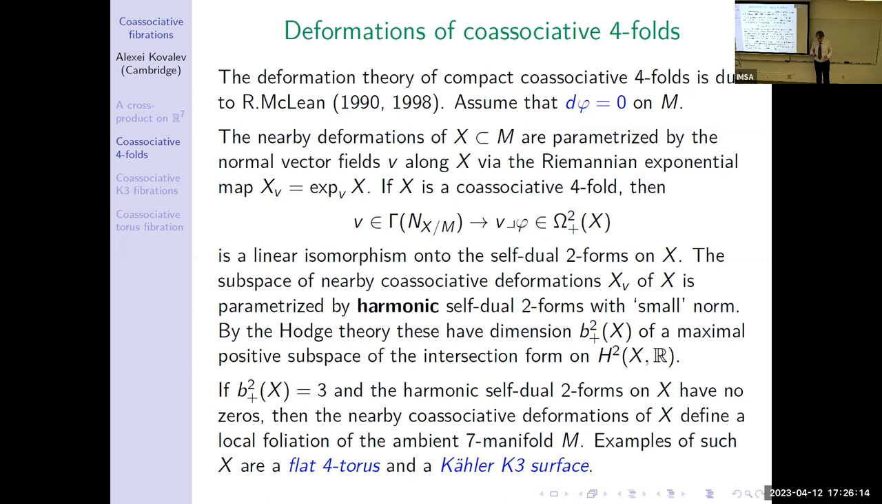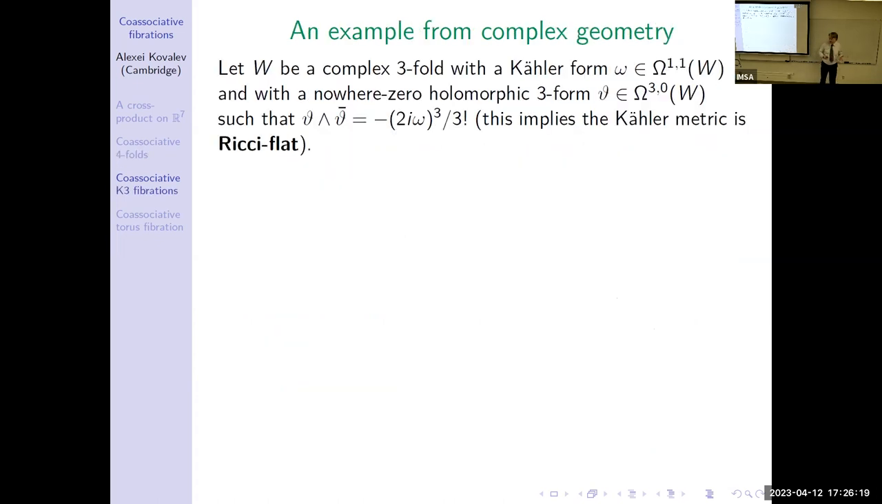What is known to me about possible examples? So here is one. Initially, I do not want to immediately try to define compact manifolds, but let's start from something coming from complex geometry, more precisely complex algebraic geometry. So suppose we've got a Kähler threefold, so complex dimension three, real dimension six. We have a Kähler form. Let's assume that there is also a non-vanishing holomorphic three-form, so of type (3,0).